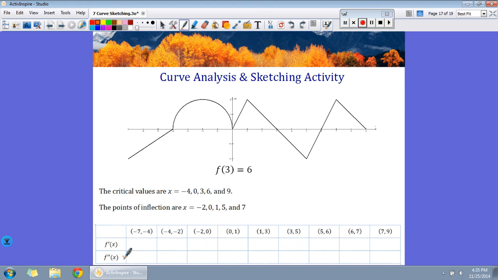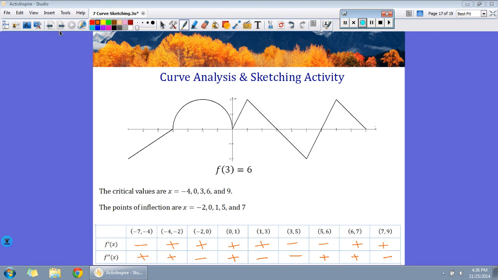Take a second to see if you can fill in this chart without me. Did you get the sign of f prime all correct? Now try the sign of f double prime. The sign of f double prime is a little more difficult, but we're looking for what is the slope of f prime. From -7 all the way to -2, the slope of f prime is positive, and so on.